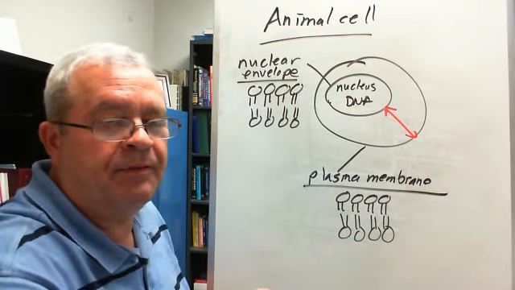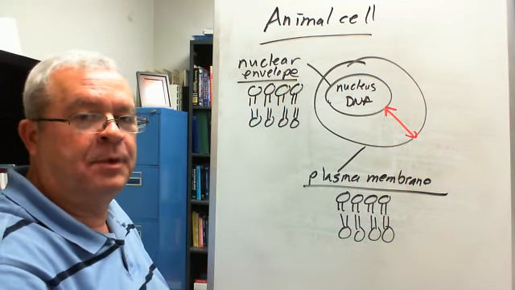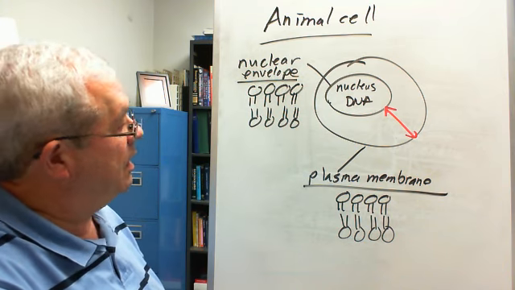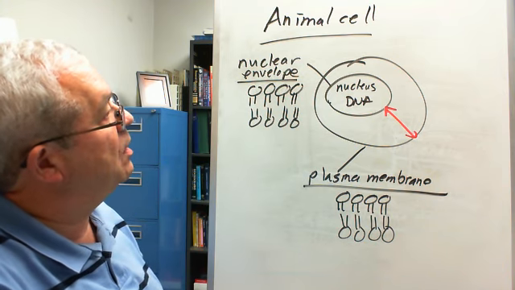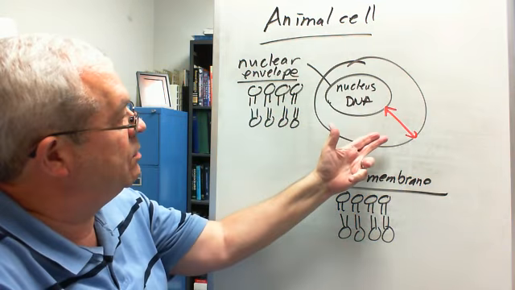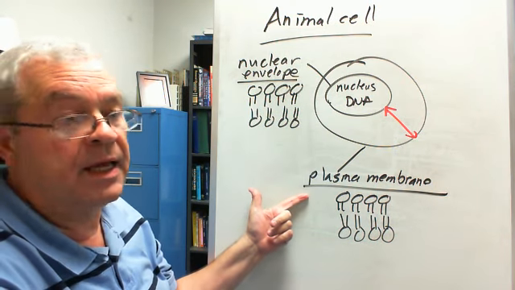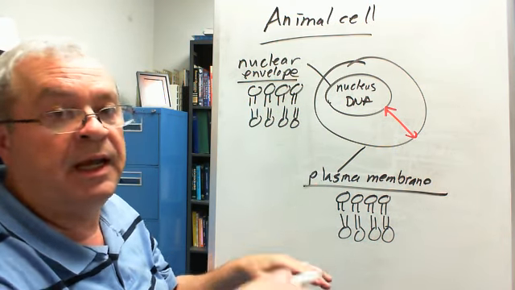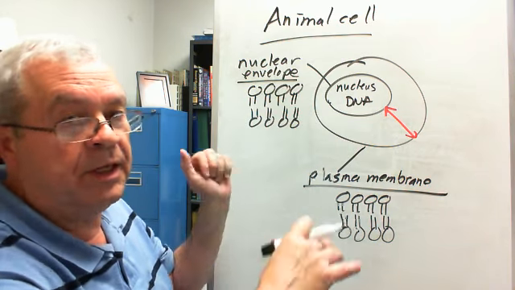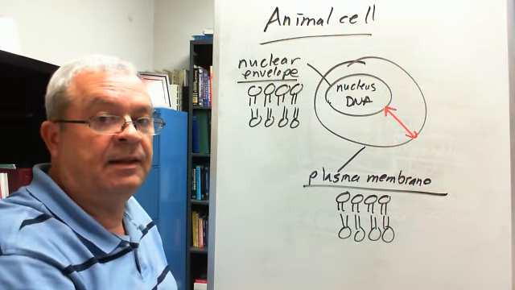Well, hello. What we have here is a developing diagram of an animal cell. And so, what do we have so far? Well, we've got the outside boundary, which is called what? The plasma membrane. Plasma indicating kind of fluidy, flexible, membrane indicating a thin layer.